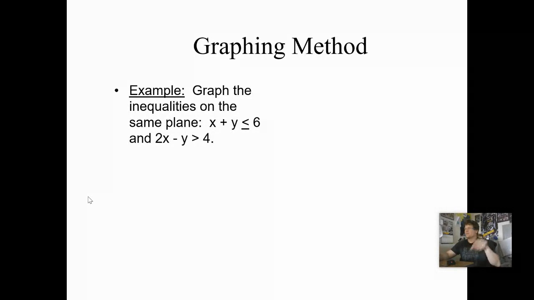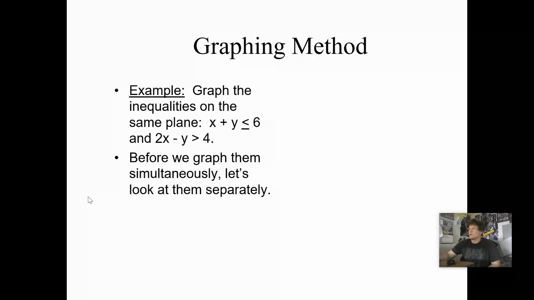Let's say we had x plus y is less than or equal to 6, and 2x minus y is greater than 4. We're going to graph them separately and then put them together on the same coordinate plane, and you'll see what happens to it. x plus y is less than or equal to 6. That's standard form, and I can find the x and y intercepts by just plugging a 0 in for the opposite. I'll see that it hits at (0, 6) and (6, 0).